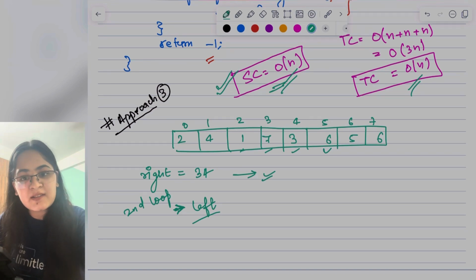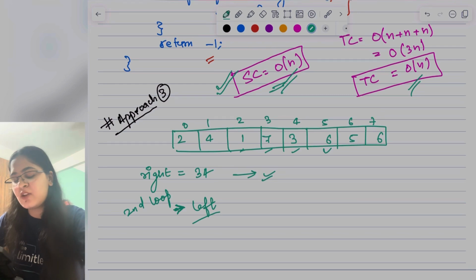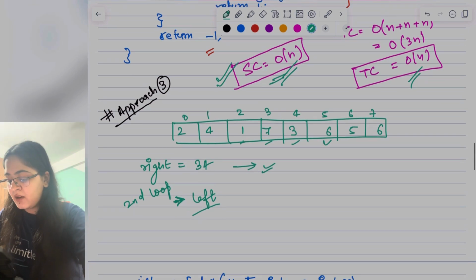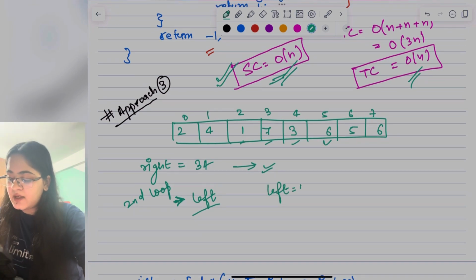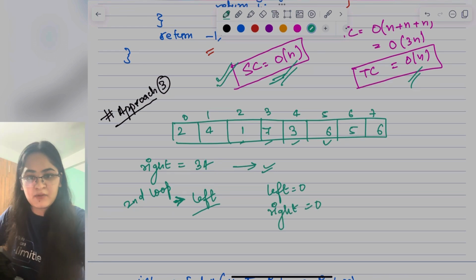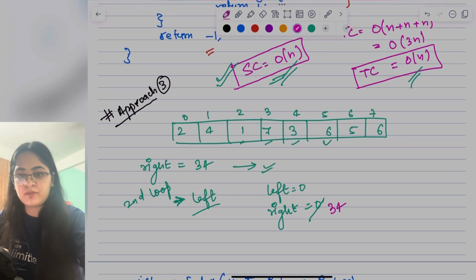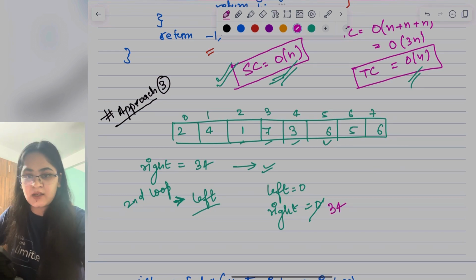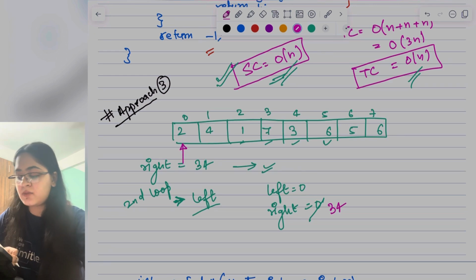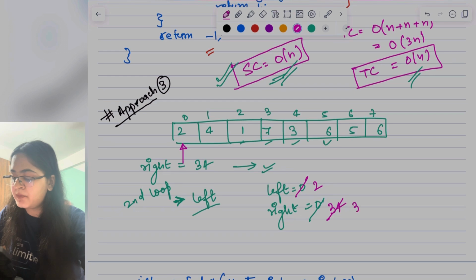You don't need any extra space, you just need one extra variable, and you solve this problem in order n time complexity and order one space complexity. Let's do a dry run for this. I'm going to initialize left equals 0 and right equals 0. I will run one loop and initialize my right with 34. In my second loop, I'm going to start from the very beginning and add this value in left and decrease this from right.